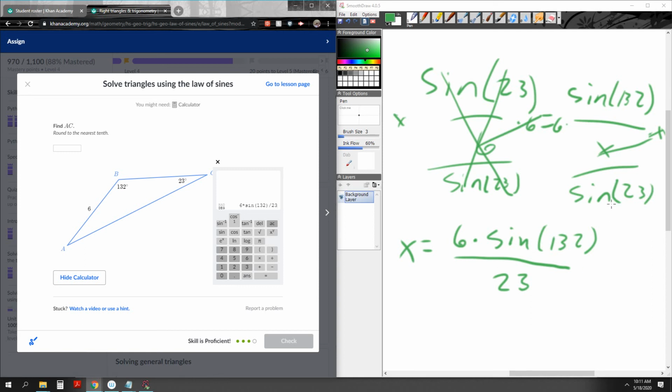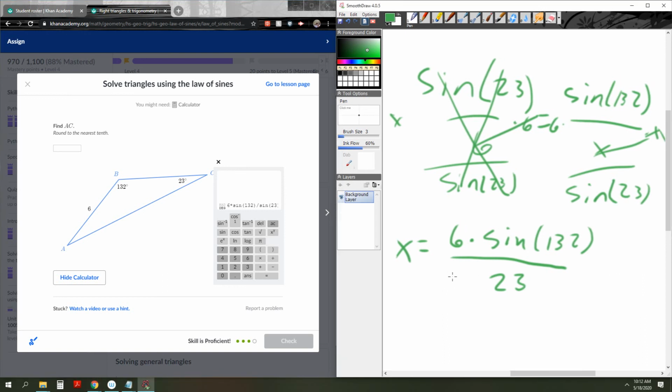Oh, look at that. Almost made a mistake. I'm dividing by the sine of 23, not by 23. Okay, the sine of 23. Let's change how I wrote that over here so we can see that this is really supposed to be the sine of 23. Okay? Go ahead and hit equals.